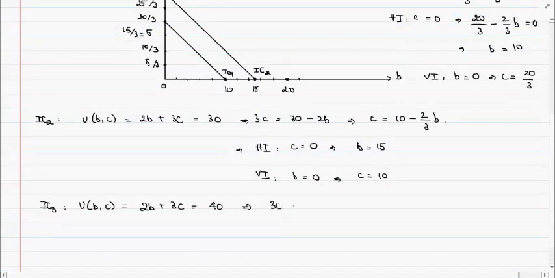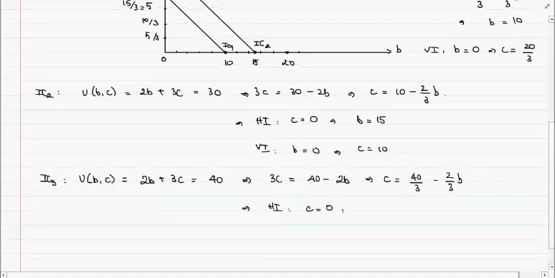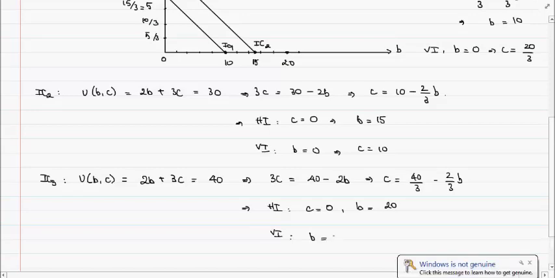Okay, so I got 3C equal to 30 minus 2B. So therefore C equal to 40. Okay, so 40 on 3 minus 2 on 3B. Alright. So therefore the horizontal intercept is where I make C equal to 0, and so therefore B is going to be equal to 20, and vertical intercept is where I make B equal to 0, and so therefore C is going to be equal to 40 on 3.